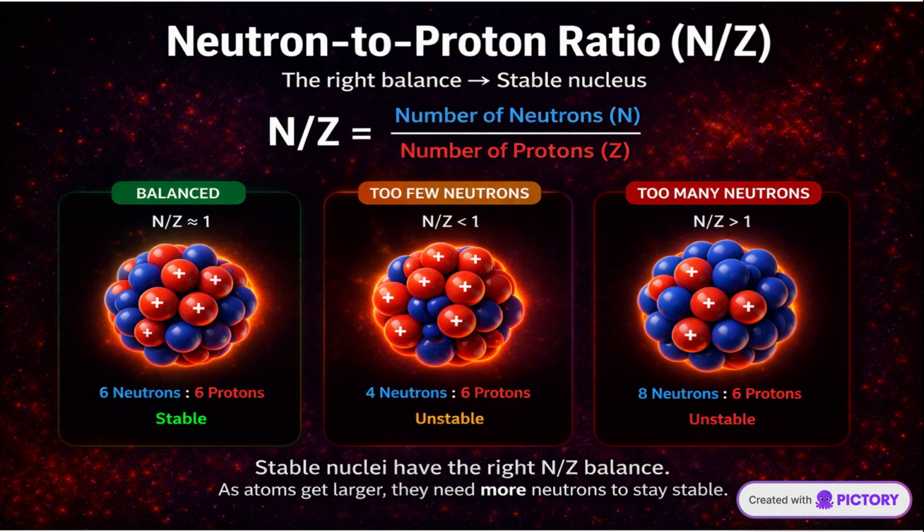This brings us to a very important concept, the neutron-to-proton ratio, or N/Z. The ratio of the number of neutrons and the number of protons determines stability. If it is balanced, the nucleus is stable. If too few neutrons, not enough attraction. If too many neutrons, imbalance again. For light nuclei, stability occurs when this ratio is approximately equal to 1. For heavier nuclei, more neutrons are required to maintain stability. So stability depends not just on number, but on the right proportion.